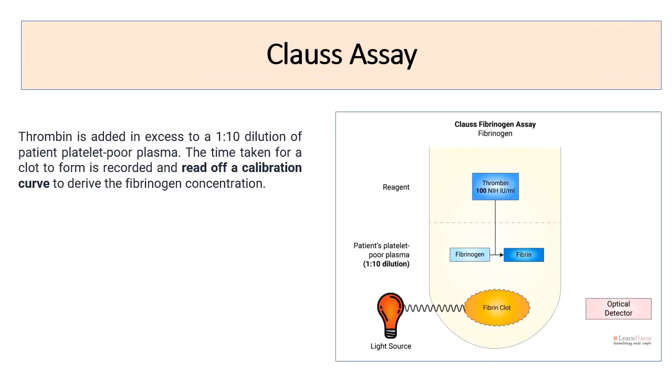So the Claus assay is one of the most commonly done assays in routine laboratory practice. Thrombin is added in excess to a 1:10 dilution of patient platelet poor plasma. The time taken for a clot to form is recorded and it is read off a calibration curve to derive the fibrinogen function.